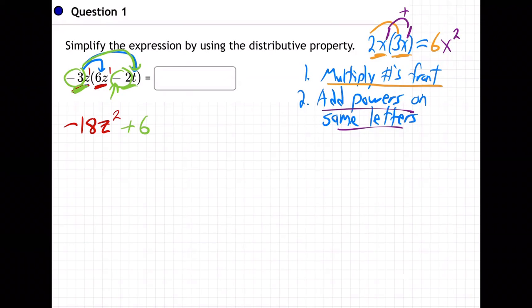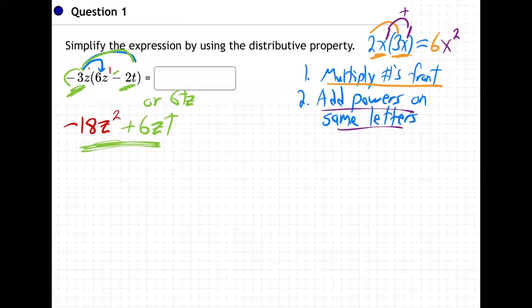And then what about the letters? Well, we have Z and T. So you just put them both down. You can put the T first and then the Z, it doesn't matter. I'll say 6ZT or 6TZ. The order doesn't matter at all. And that's it. Type that in and you've got your answer.